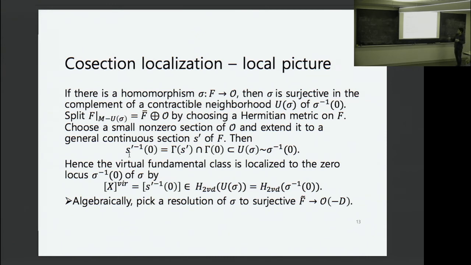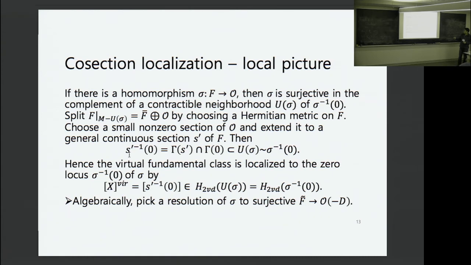So the intersection can take place only in a neighborhood of the zero locus of sigma. And this U of sigma is homotopic to sigma inverse of zero. So our virtual cycle is the intersection of the section S prime with the zero section. But this has support in a neighborhood of sigma inverse of zero. So the virtual cycle is supported in the zero locus of the cosection.